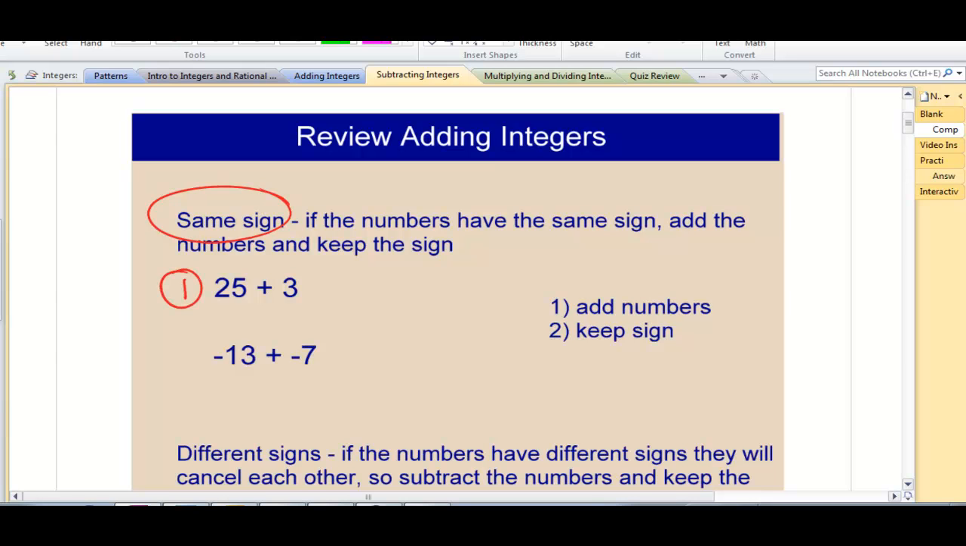So in our first example, we're going to add and keep the sign of both of them. So we have positives plus positives, which gives more positives. So what do you think negative 13 plus negative 7 equals? If you said negative 20, you are correct. Negatives plus more negatives gives you a whole bunch of negatives. So our rule is add your numbers and keep the sign whenever you're working with same signs.